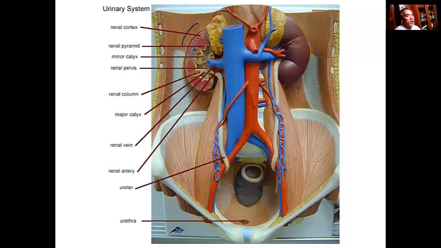Okay, so just concentrate on the kidney here, because the kidney is cut in the coronal plane. You can see that the outer portion of the kidney is called the renal cortex. The inner portion of the kidney is the medulla. So anything below here is going to be the medulla.